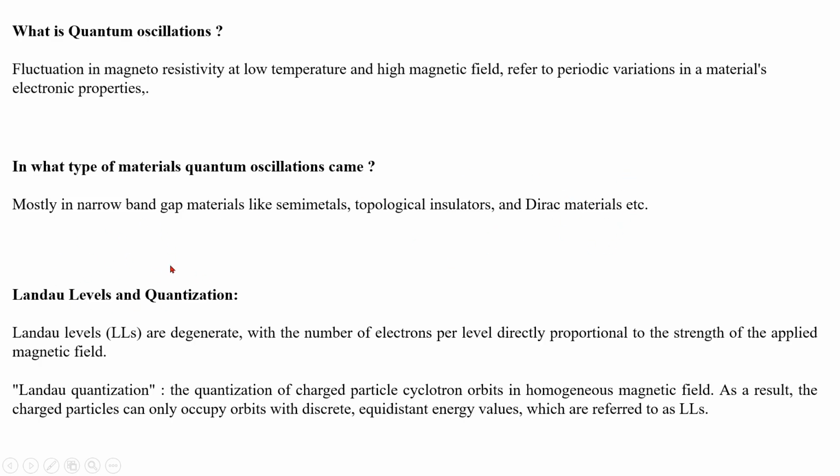Landau levels and quantization. Landau levels, LLs, are degenerate with discrete energy levels, with the number of electrons per level directly proportional to the strength of the applied magnetic field. They dictate how electrons behave in strong magnetic fields, influencing magnetotransport properties. Landau quantization is the quantization of charged particle cyclotron orbits in a homogeneous magnetic field. As a result, the charged particles can only occupy orbits with discrete, equidistant energy values, which are referred to as LLs. The cyclotron motion of electrons is quantized due to the Lorentz force.